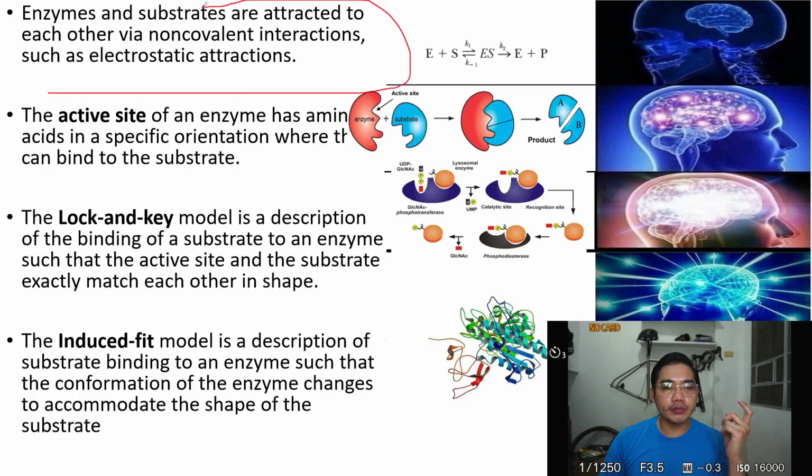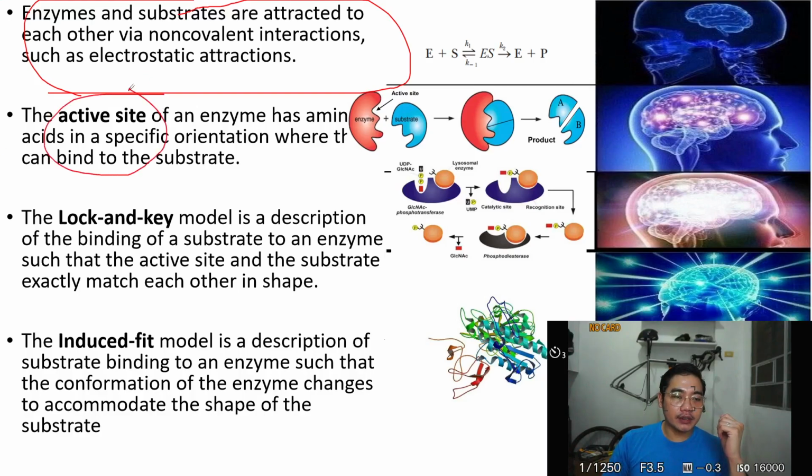So enzymes and substrates are attached to each other via non-covalent interactions. Why is it important for it to be a non-covalent interaction? Because once your substrate is converted to your product of your chemical reaction, it still needs to dissociate from your enzyme. That's why it should not be covalent. It should not be a permanent bond.